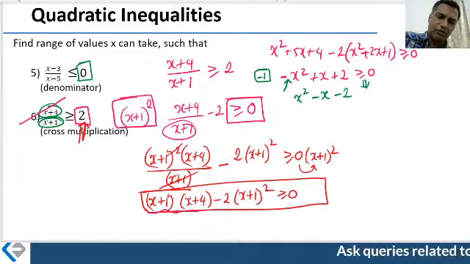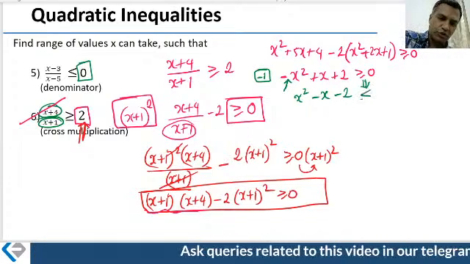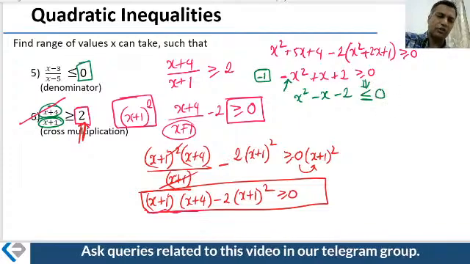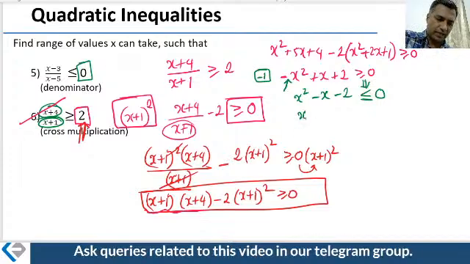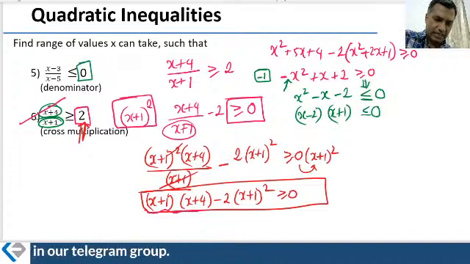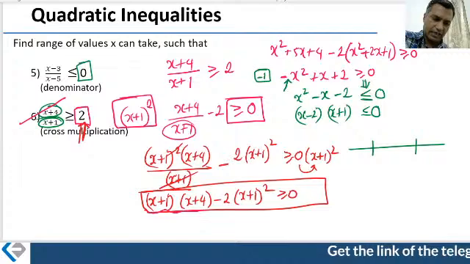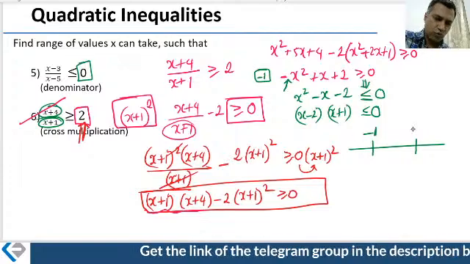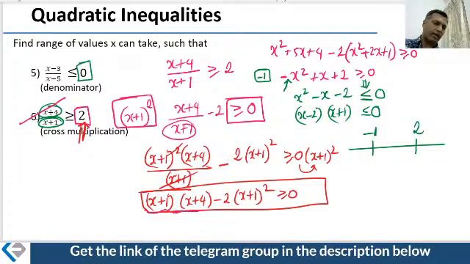What should happen to this inequality if you multiply by a negative number? It should change to less than or equal to 0, because 0 into minus 1 is 0. Now resolve this. I can write this as x minus 2 and x plus 1, less than or equal to 0. Very good. Now what are the critical points here? Critical points are minus 1 and 2.